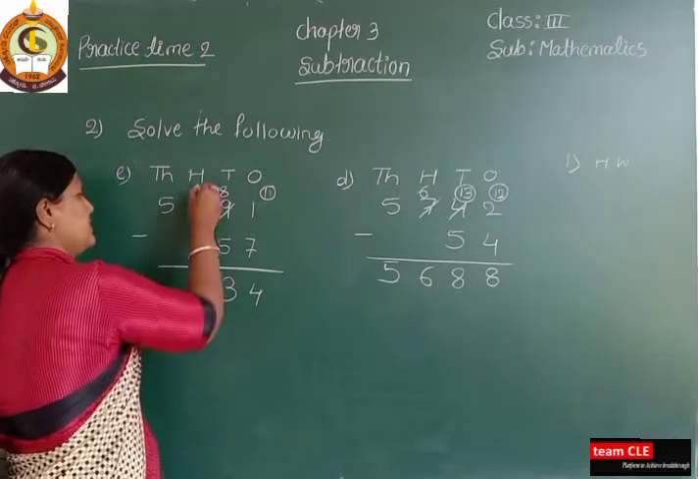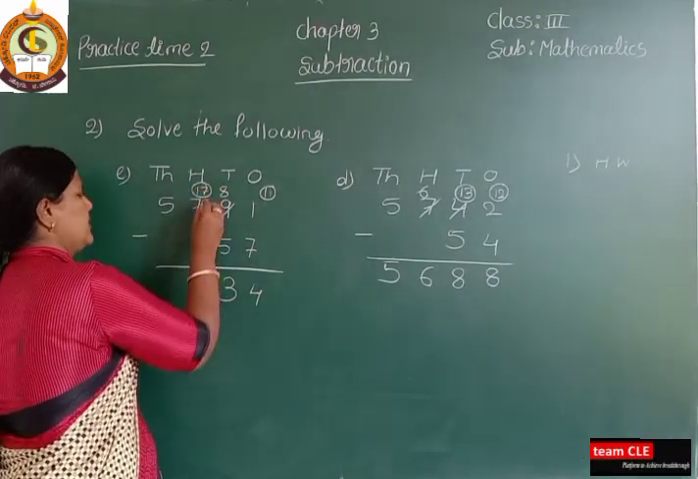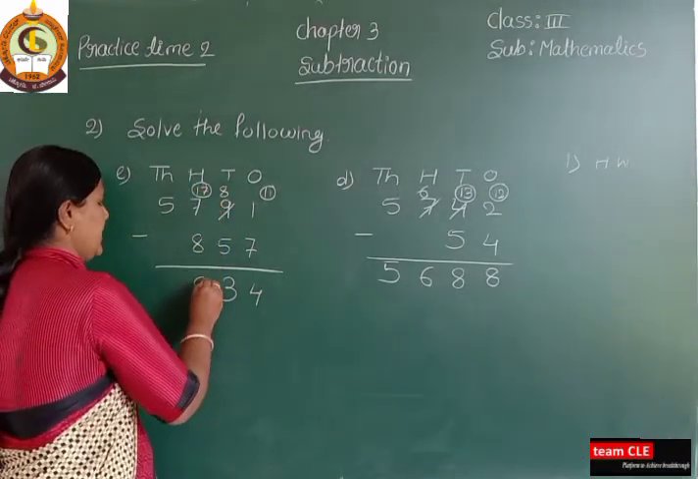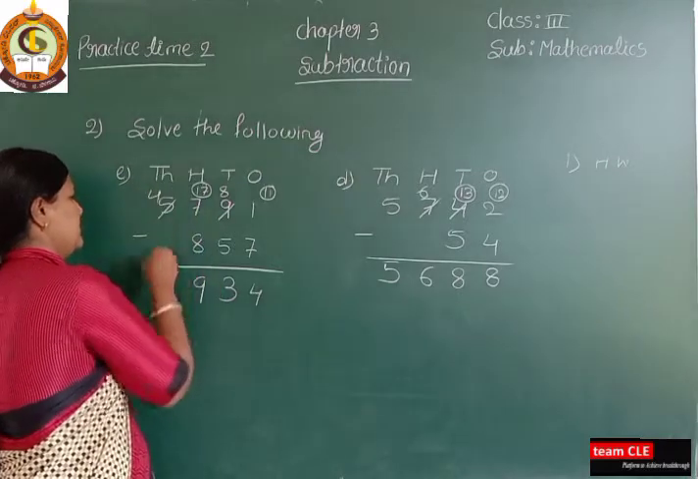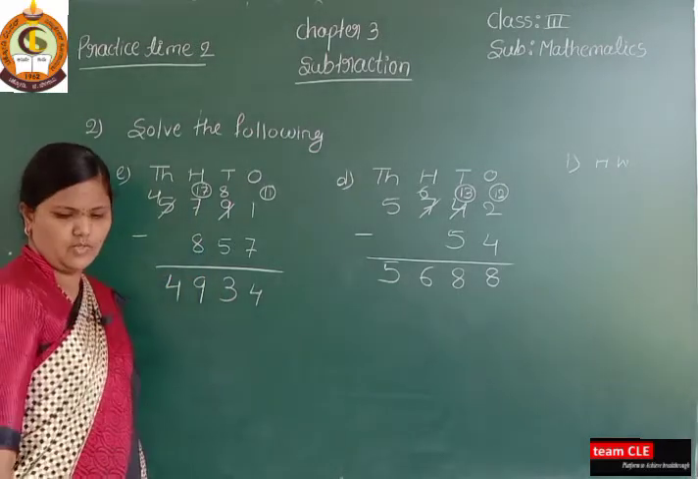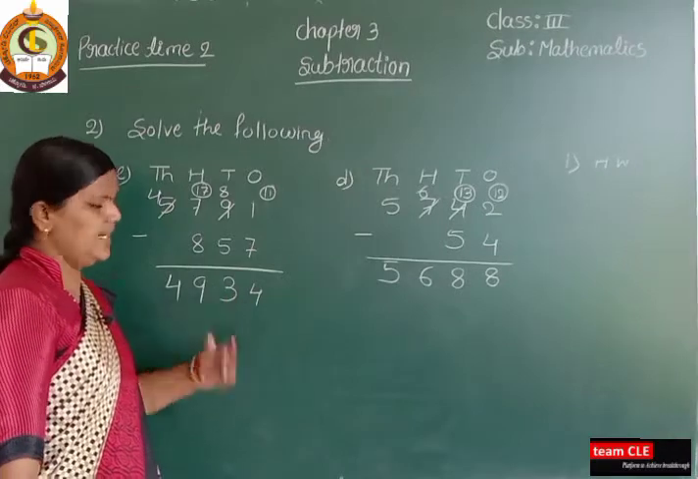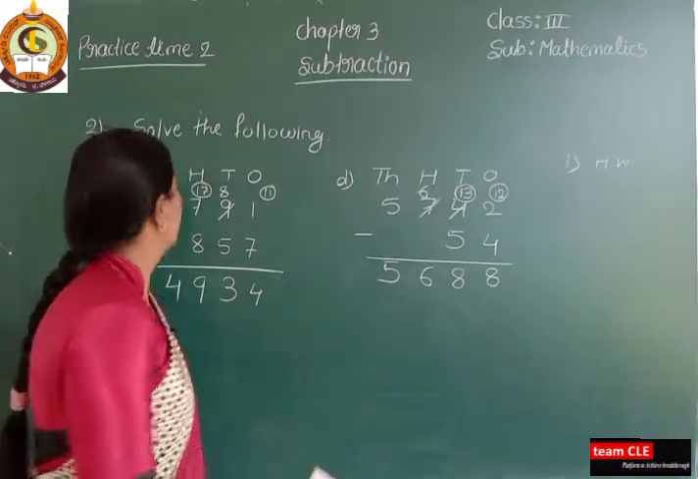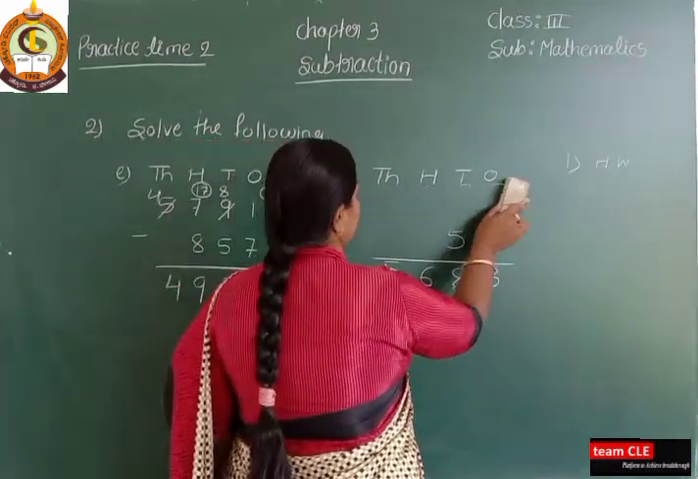Here also 7 is less than 8, so you have to take one tens group. That 10 plus 7 is 17. So 17 minus 8 is 9. And instead of 5, 4 remains. Write that 4 as it is. So the answer is 4934. Next, F problem.